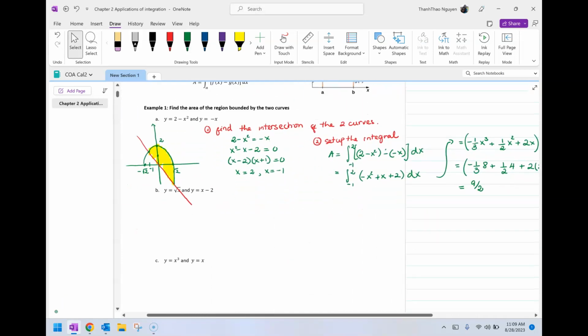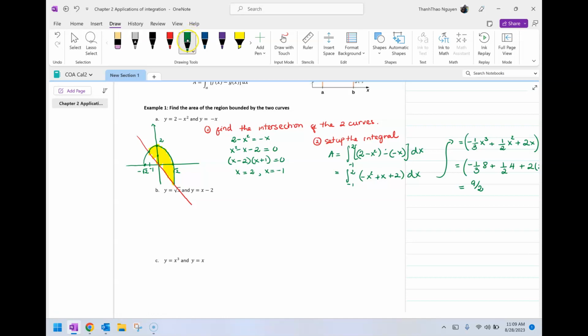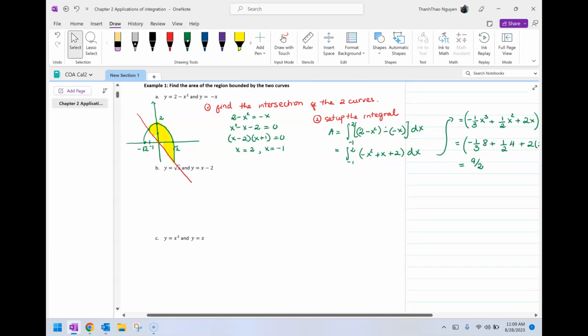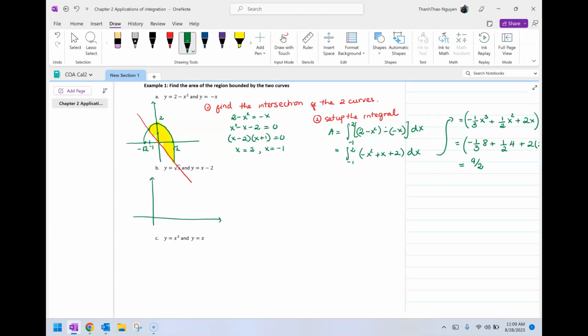The next problem, we're looking at the region bounded by the curves y equals square root of x and y equals x minus 2. Again, first step, let's make a rough sketch of the curves. y equals square root of x. So (1, 1), (4, 2).